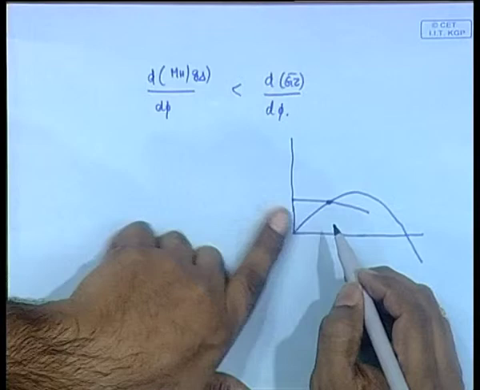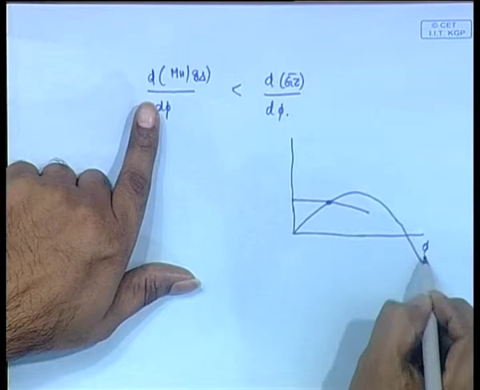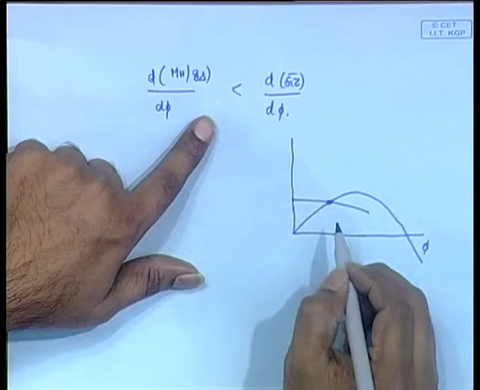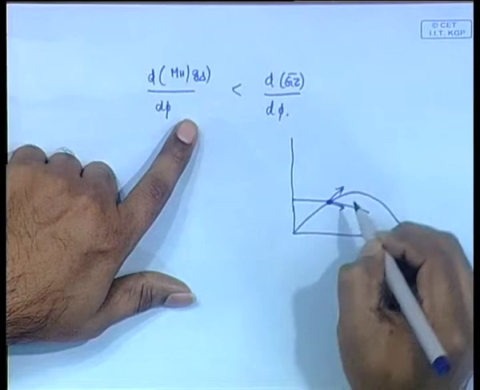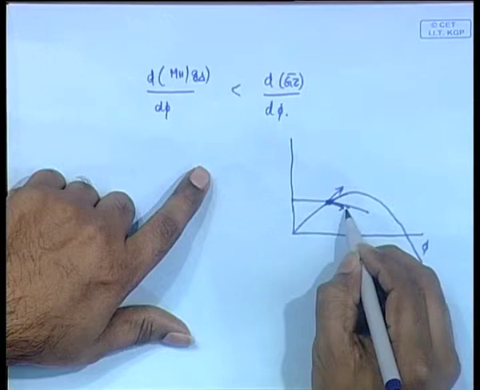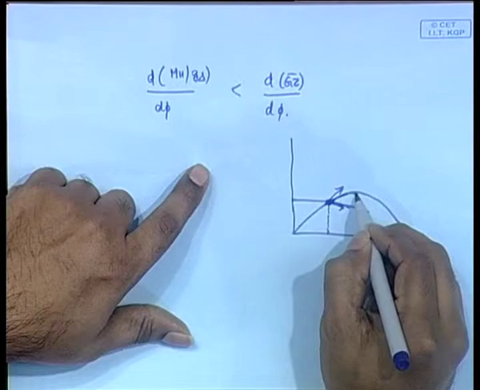Then our next condition, what does this mean? It means that, this is the phi and this is the moment, so the slope of this should be less than the slope of this. The meaning of that is, if the slope of this is smaller than the slope of this, this goes up and this is coming down. The moment you cross this point, this curve will be above this curve. That is the meaning of it.